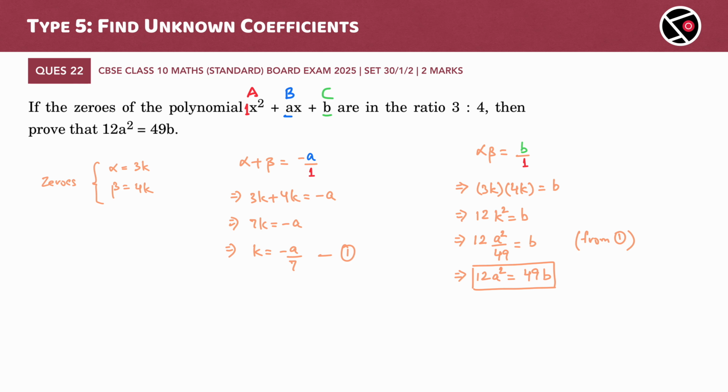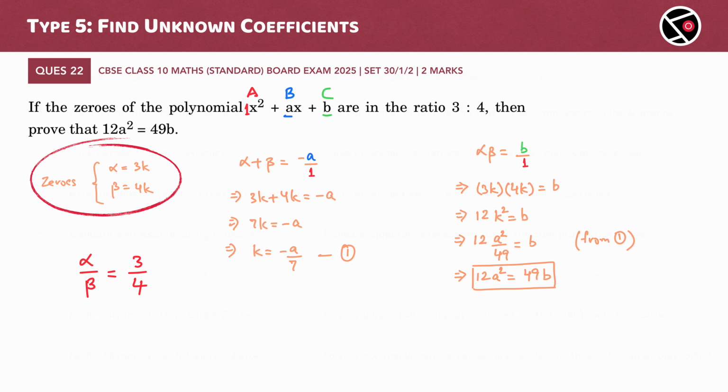Now, before we move ahead, look over here. We started by writing the zeros in terms of k. But I suggest that you solve this question once again with a different approach. Start with alpha over beta equals 3 over 4. Which approach do you prefer? Let me know in the comments below.